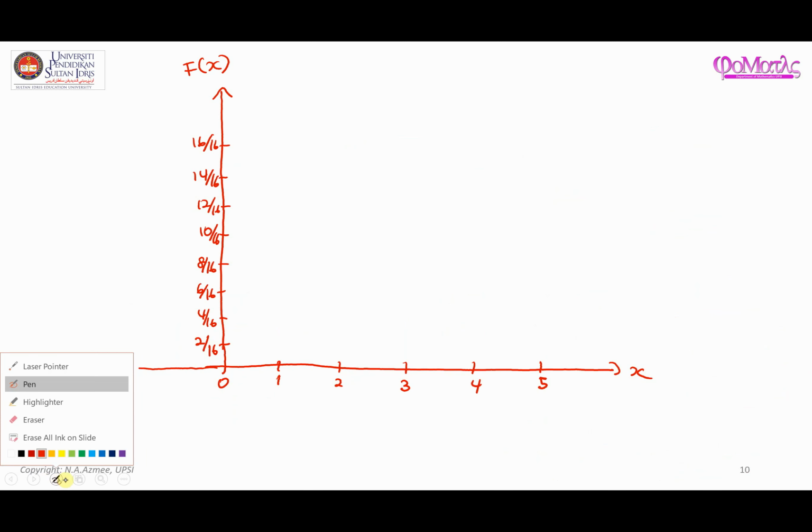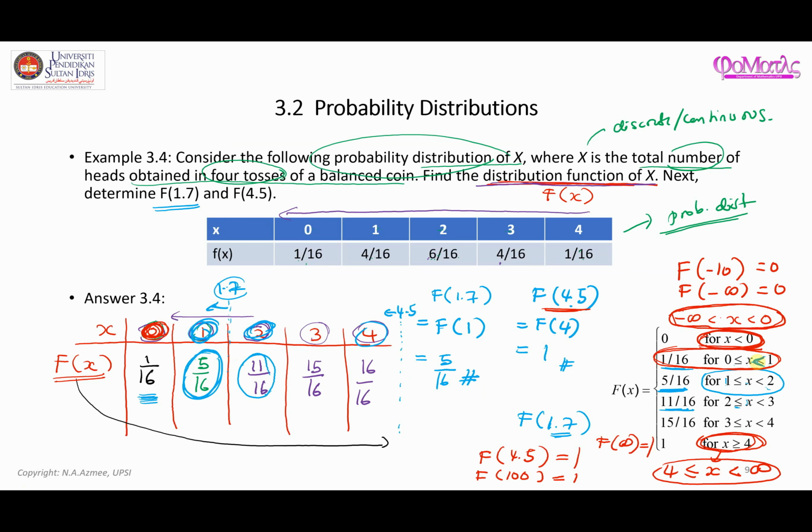So therefore, this is how it's going to look. For x from 0 until 1, the value is 1/16, which is maybe here. This is 1. So we've used a full circle and it goes in this direction. But here we use an open circle because it doesn't include this point. X is not included, you see? X less than 1, so it doesn't include 1, therefore we use the open circle for that.